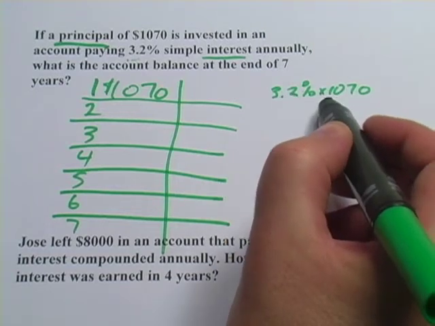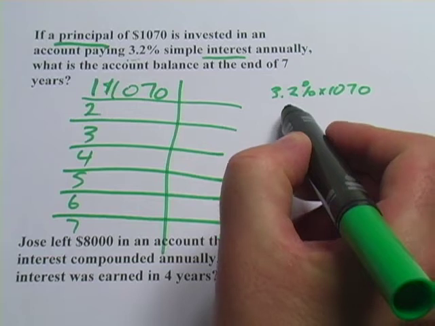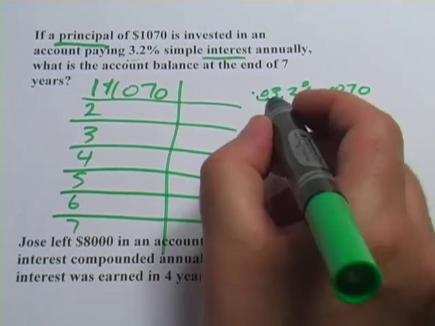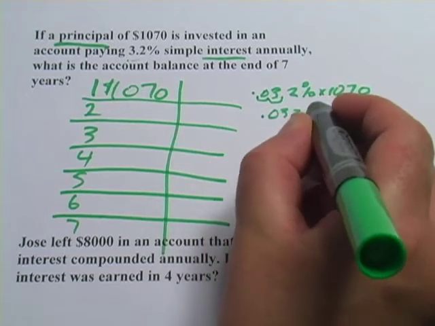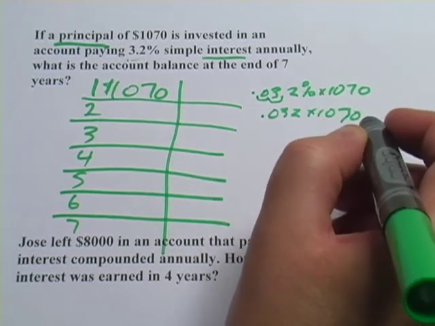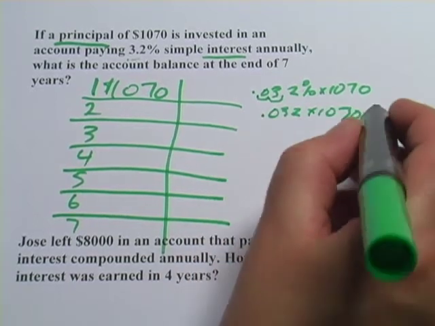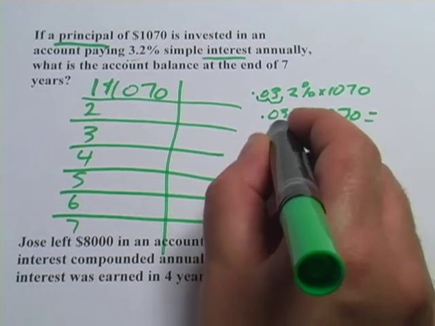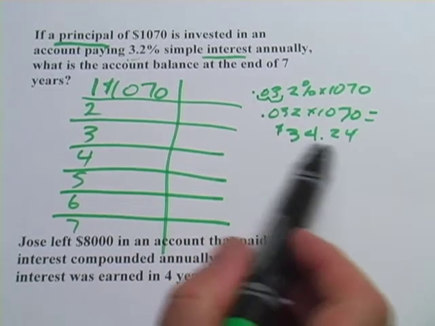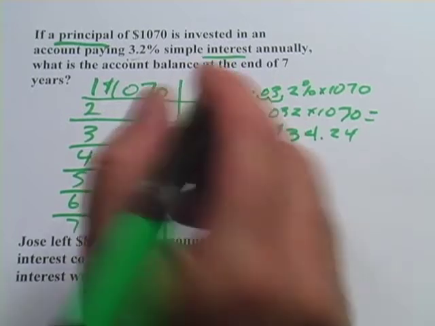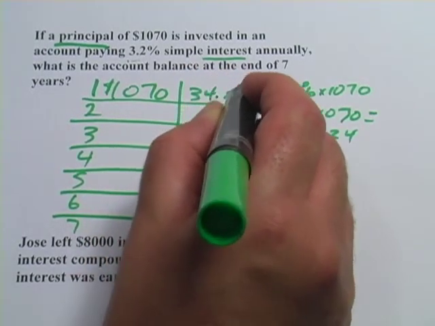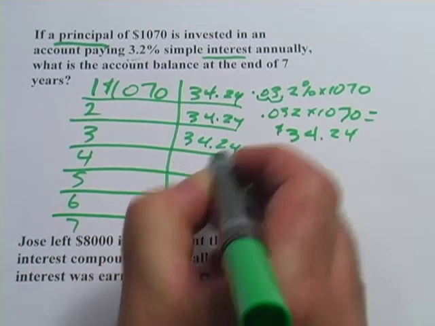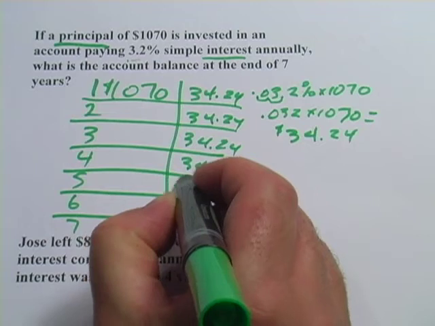And I could do this multiplication, but first I have to convert the percent to a decimal. And I do that by moving the decimal point over 2 spaces. So I get 0.032 times 1,070. And that is, if you crunch that out on your calculator, I think that comes to $34.24. So with simple interest, that's how much you're going to get added every year. So we add that the first year, we add that the second year, and so on, all 7 years that the money is invested.